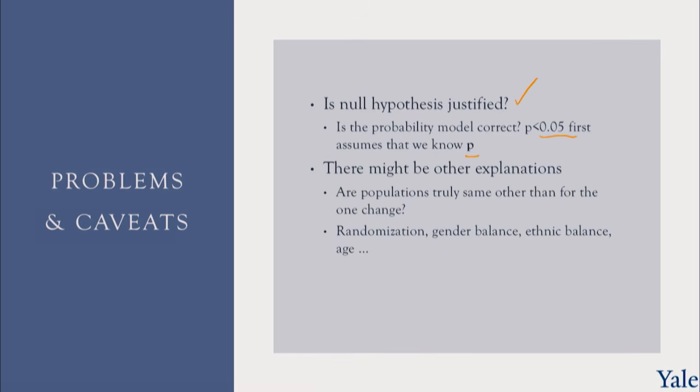The second component is that there may be other explanations. So we may say that we have two populations that are only different because the one has a drug, the other has placebo, but there may be other differences. We may fail to randomize a population. We'll see an example in the next segment. The gender balance may be off, the ethnic balance may be off, age may be off, and all those sort of things may be confounds that cause problems for our analysis.